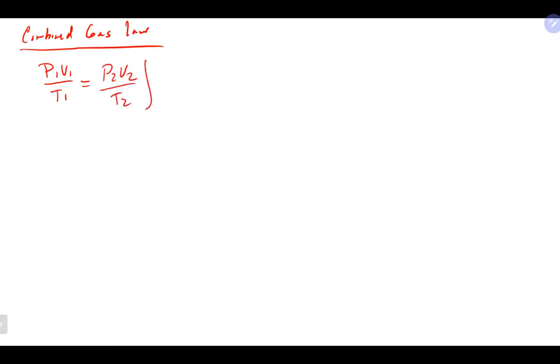We also talked about one more here, which is sometimes referred to as the combined gas law. It really is based off the ideal gas law: P1 V1 over T1 equals P2 V2 over T2. Once again, our temperature needs to be in Kelvin. The nice thing about this one, as we talked about, is that because it's based off the ideal gas law, you actually can remember this version of it.